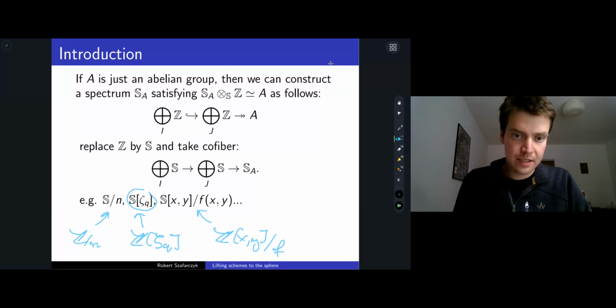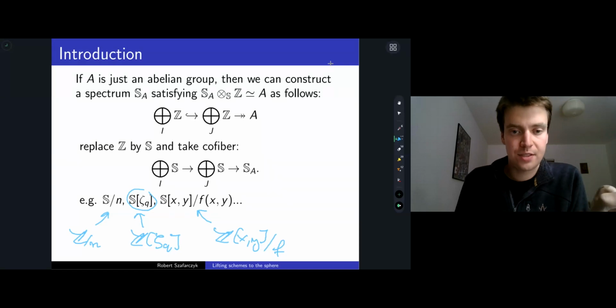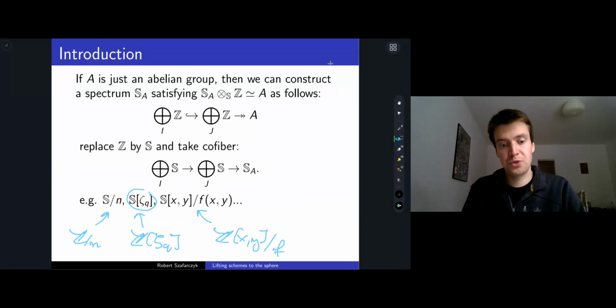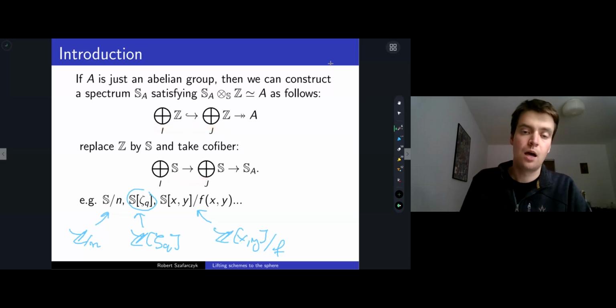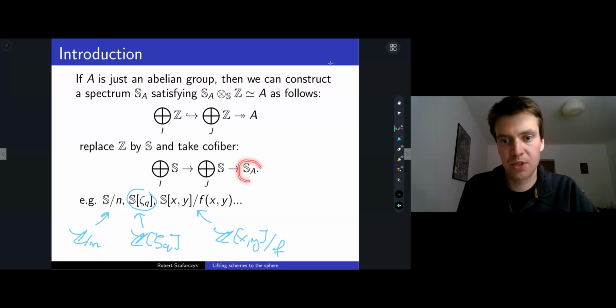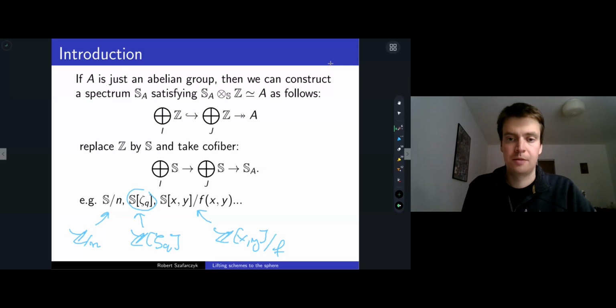It turns out that those lifts at the level of spectra are actually unique in the homotopy category. In this construction, we've chosen a resolution of A, so a priori this spectrum SA depends on this resolution and on the lift here. But in fact, if we just care about the object itself, then it is well defined up to equivalence. So there's a unique lift in the homotopy category of spectra. It is not functorial though. So the lift is unique, but there's no functoriality.